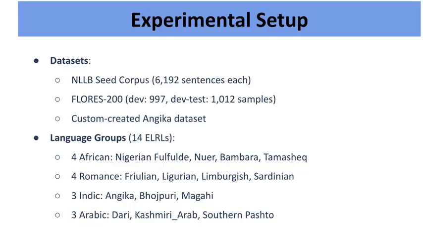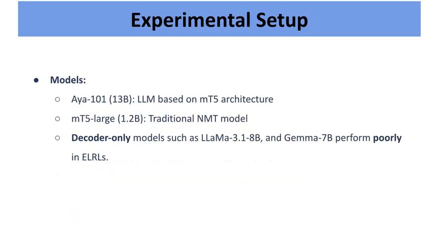In this experiment we selected the NLLB-Seed corpus, which is a low resource machine translation corpus released by Facebook. It has 6,000 training samples, and we evaluated on FLORES-200, which has 1,012 samples. We selected 14 different ELRLs: 4 from the African group, Nigerian Fulfulde, Bambara and Tamasheq; 4 from the Romance group, Friulian, Ligurian, Limburgish and Sardinian; 3 from Indic, Angika, Bhojpuri and Magahi; and 3 from the Arabic group, Dari, Kashmiri Arabic and Southern Pashto.